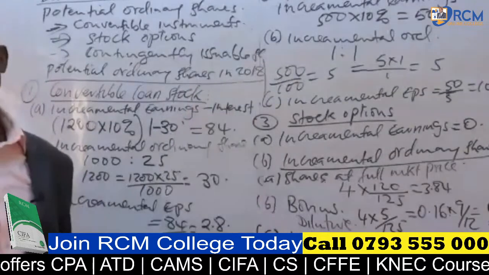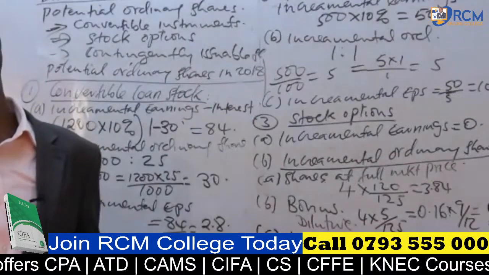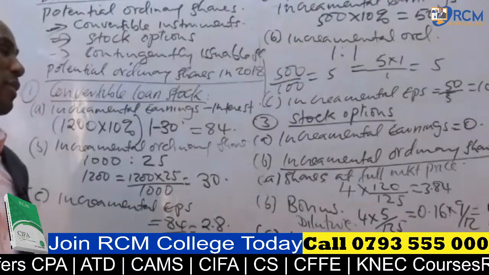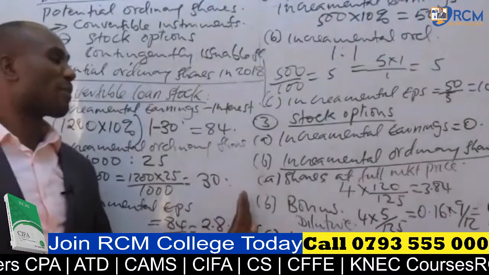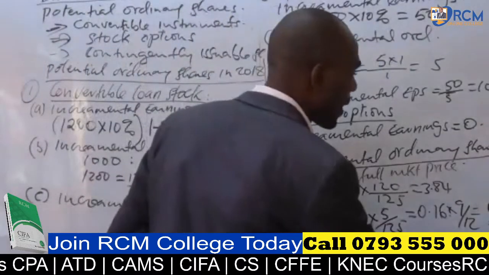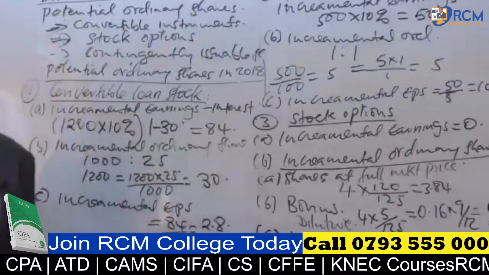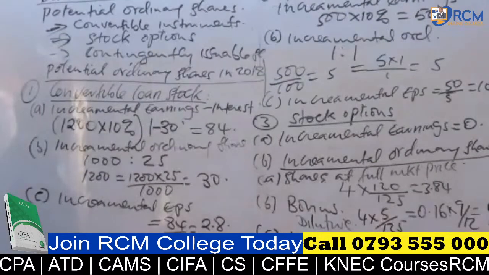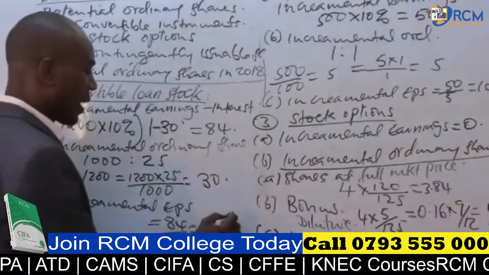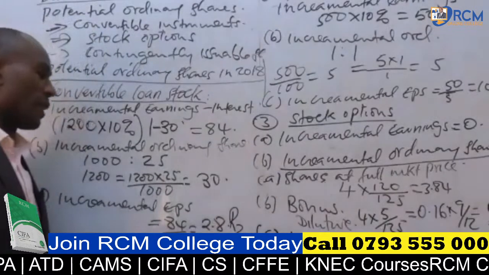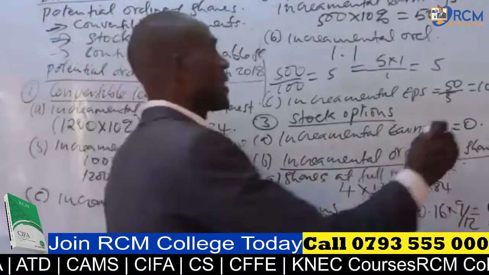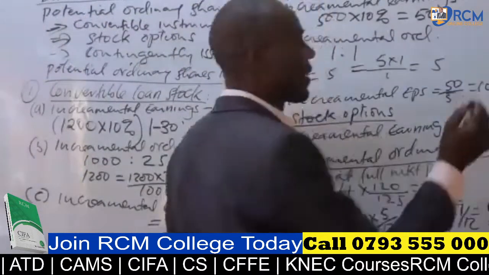After we are done with all those items, we rank them from the most dilutive to the least dilutive. The most dilutive is the stock option. This is our rank 1, the most dilutive, because it's coming with 0. Rank 2 is loan stock. Then this is our rank 3.